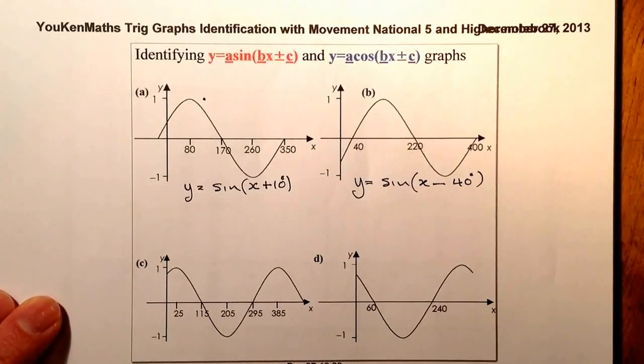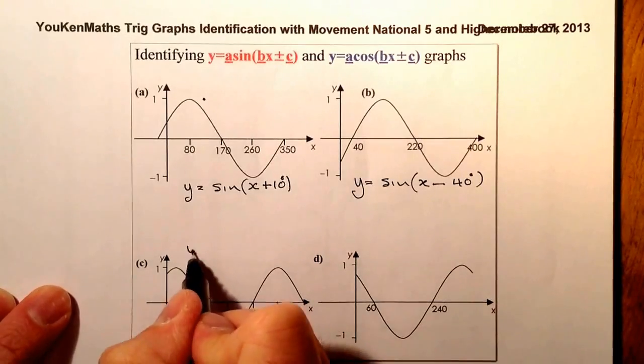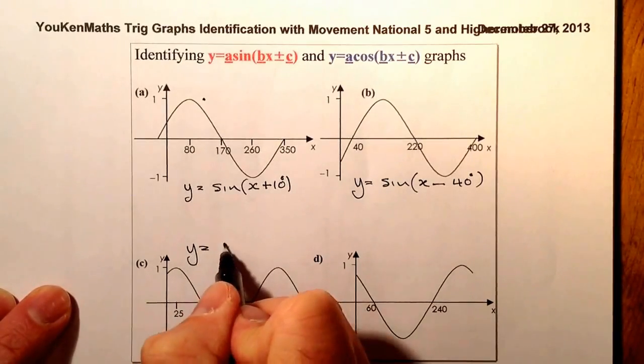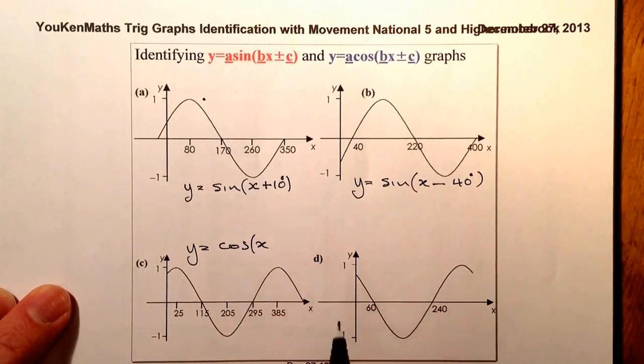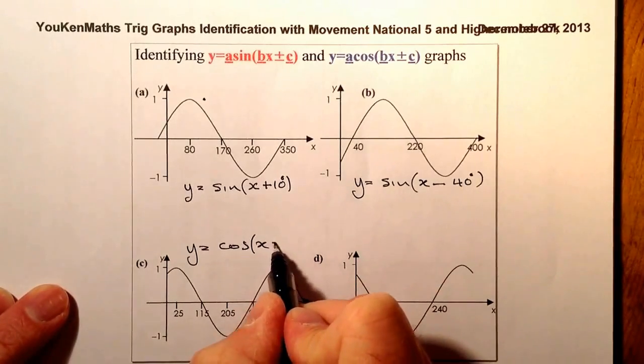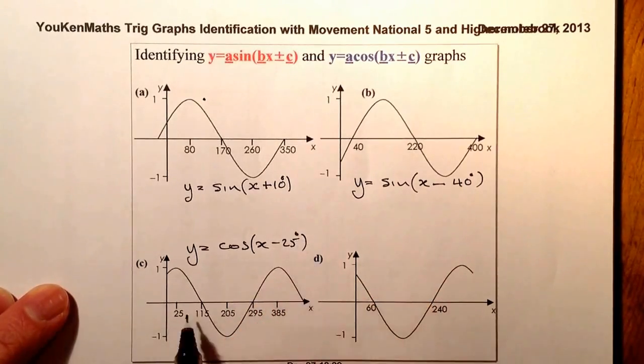So that's going to be minus 40 degrees because it's moved to the right. This graph here, it's a cosine graph. I've moved the graph to the right by 25 degrees, so it's going to be minus 25. And I can always just check that with each of the values that are here.